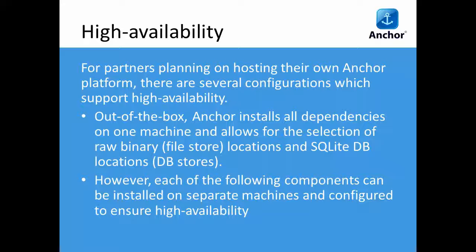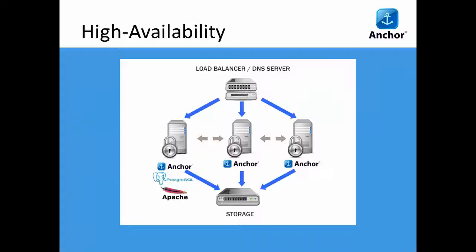However, each of those first three components that I mentioned, the Anchor server, Apache, and the PostgreSQL, can be installed on separate machines and configured to ensure high availability. This is our high availability diagram, just to give you an example of how the configuration might occur. On the far left here, you have your Anchor server, and in the default installation, we'll install Postgres and Apache on the same machine. A simple high availability configuration allows you to spin up multiple Anchor servers, 2 or more, and only install the application server, so the Anchor application server, on these additional machines.